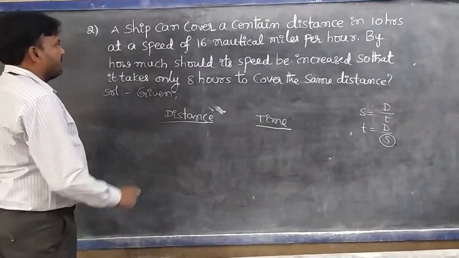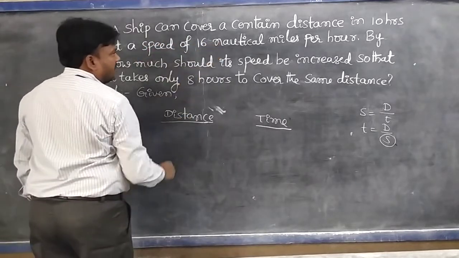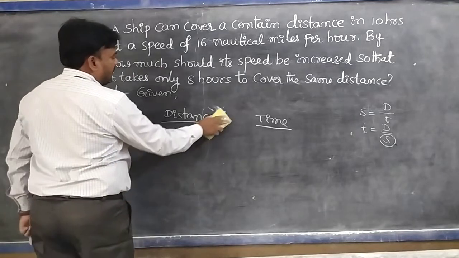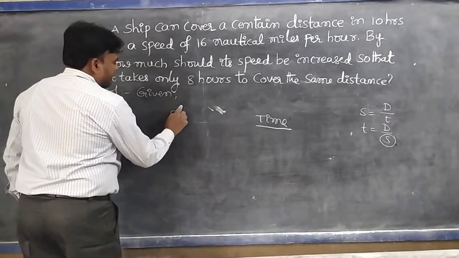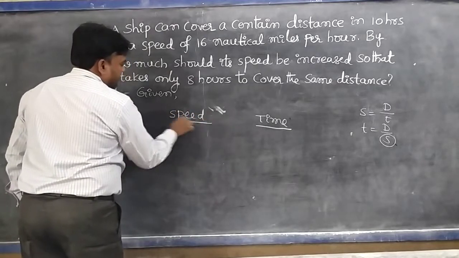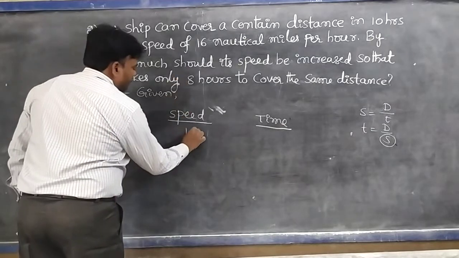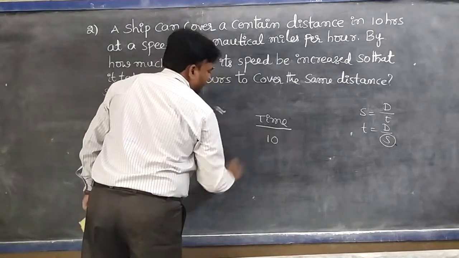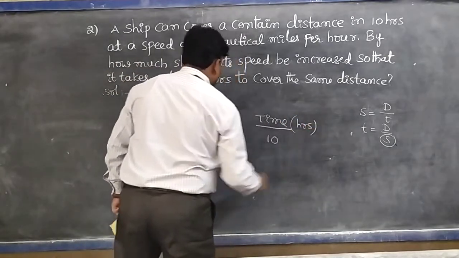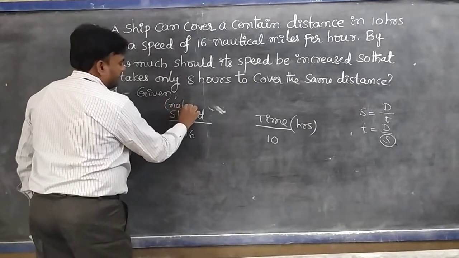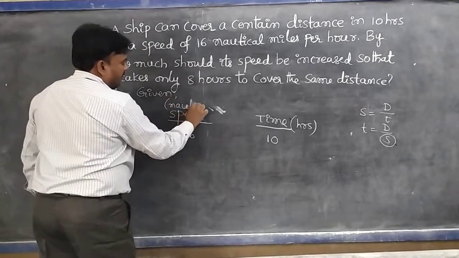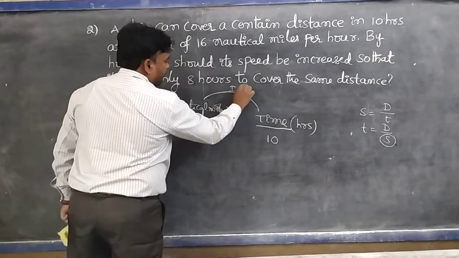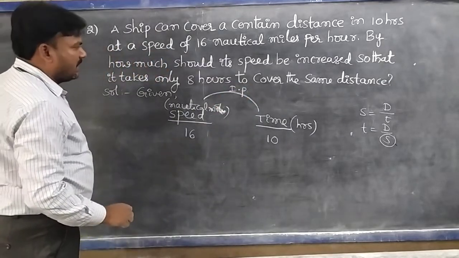So observe the first one. A ship can cover a certain distance in 10 hours at a speed of 16 nautical miles per hour. Here speed is given, so speed on one side, and on the other side time, students. 16 nautical miles and 10 hours. Time is in hours and speed in nautical miles. Both are in inverse proportion. Next, how much should its speed be increased?